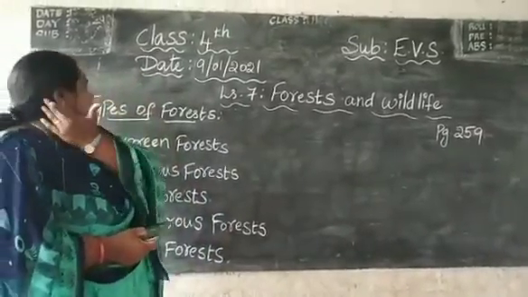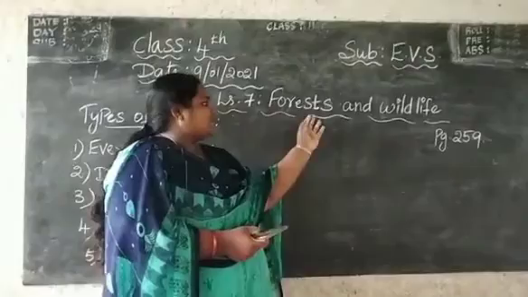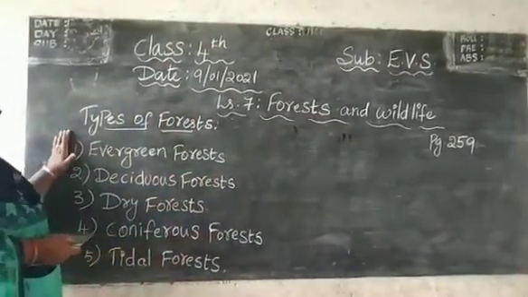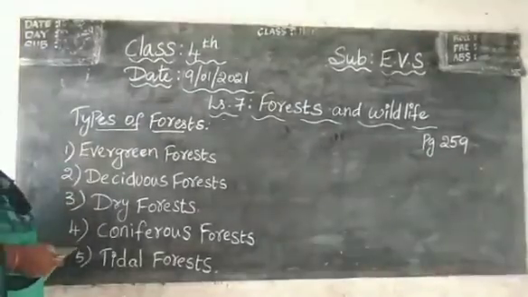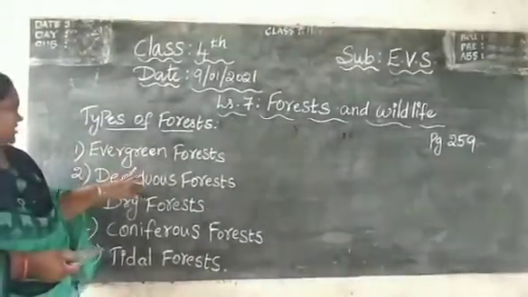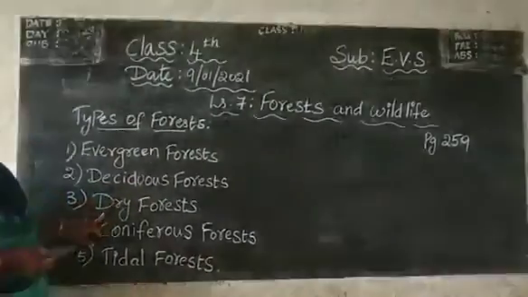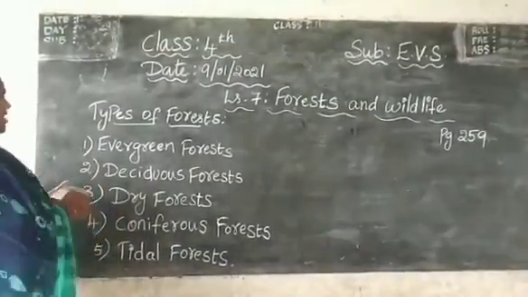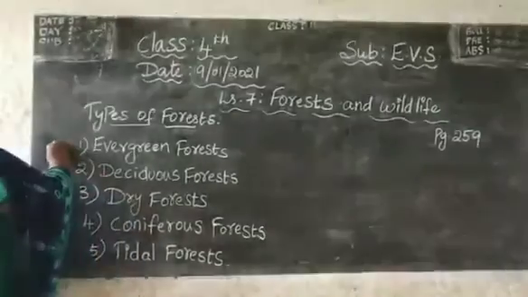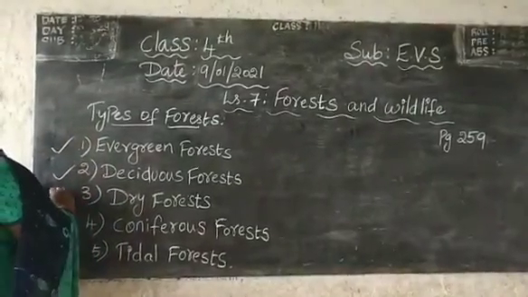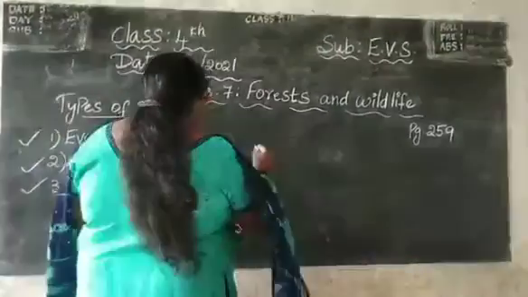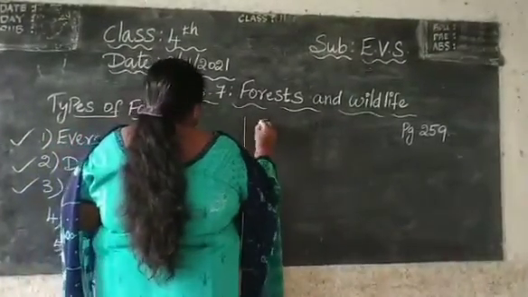In the previous class we saw lesson number 7, forests and wildlife. We saw the types of forest, that is 5 types of forests: evergreen forest, deciduous forest, dry forest, coniferous forest and tidal forest. In the previous class we saw evergreen forest, deciduous forest and dry forest. So today we are going to see coniferous forest. The fourth type is coniferous forest.